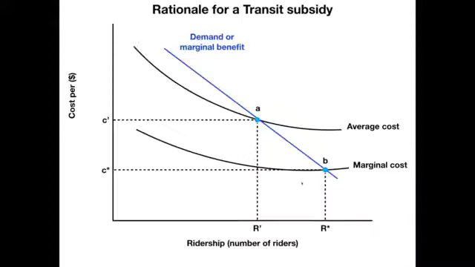Therefore, in order to incentivize them to do so, the public, the government, would provide a subsidy equivalent to the losses at the socially optimal level of ridership.